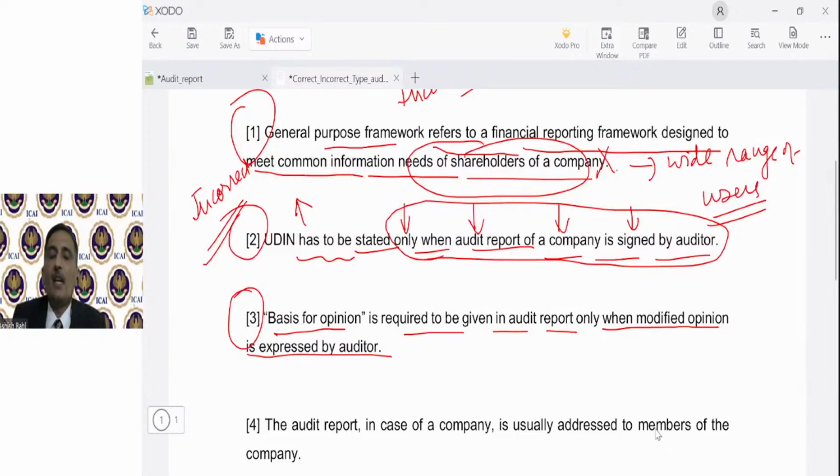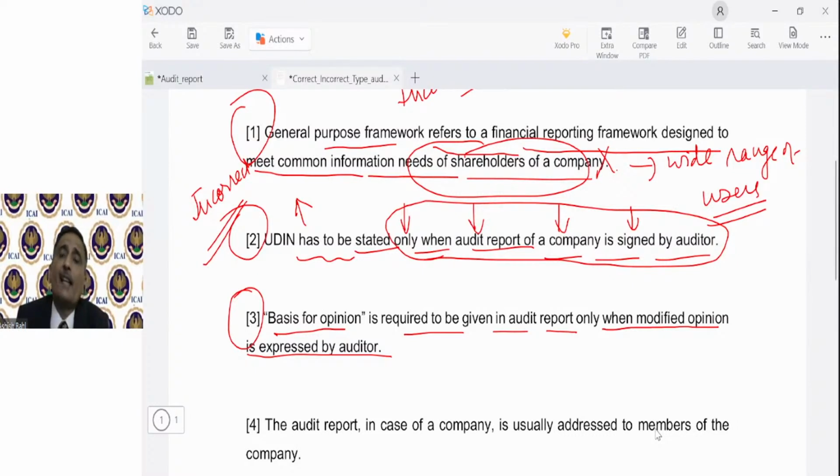Yes, Mrs. Lakshmi BS, you are asking, but unless signed, how will it be a valid report? Mrs. Lakshmi, you are understanding it the wrong way. Look, whenever an audit is carried out and the audit report is issued, when the audit report is issued, the auditor puts UDIN by visiting the UDIN portal of ICAI and generating that number.